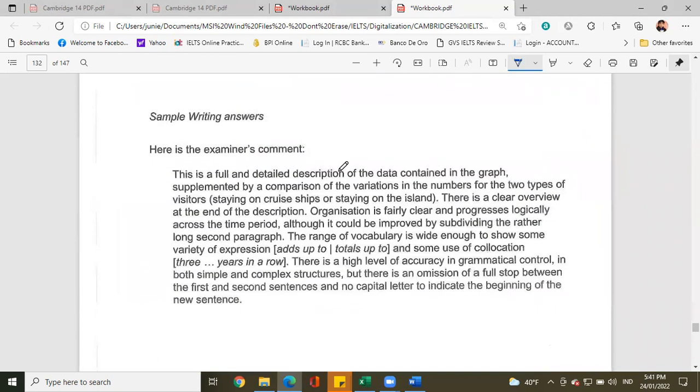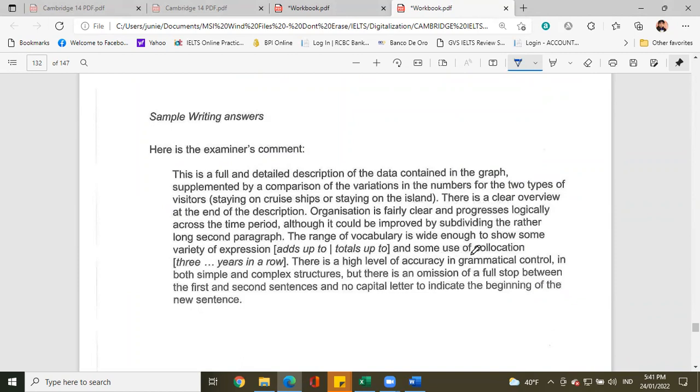This is a full and detailed description of the data contained in the graph, supplemented by a comparison of the variations in the numbers for the two types of visitors staying on the island. There's a clear overview at the end of the description. Organization is fairly clear and progresses logically across a time period, although it could be improved by subdividing the rather long second paragraph. The range of vocabulary is wide enough to show some variety of expression.